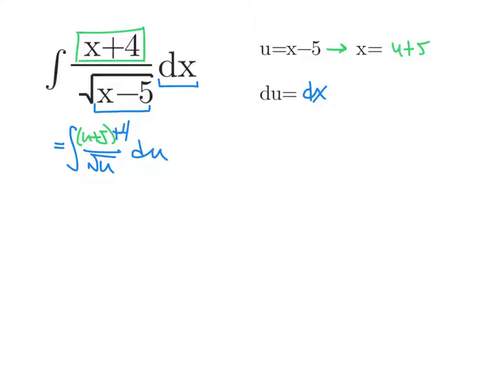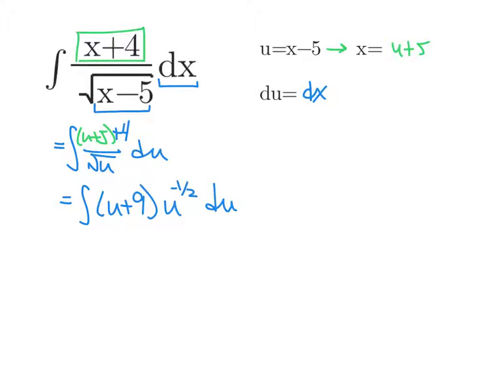So let's clean this up a little bit. u + 5 + 4, that would be u + 9. And if I'm going to divide by the square root of u, that's the same as multiplying by u to the negative 1/2 power.